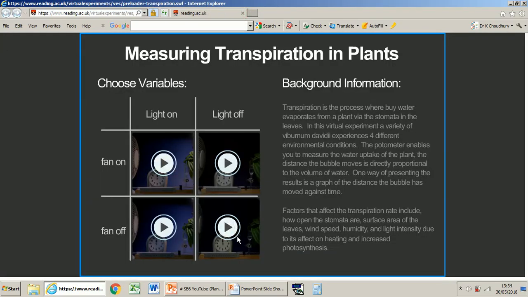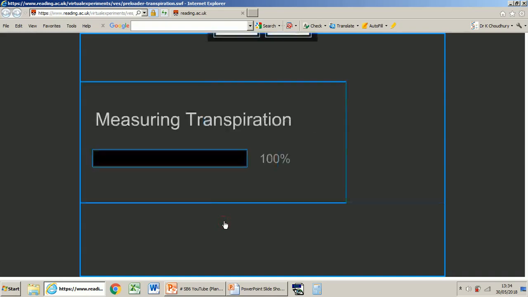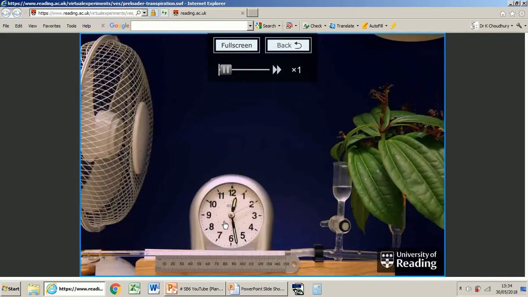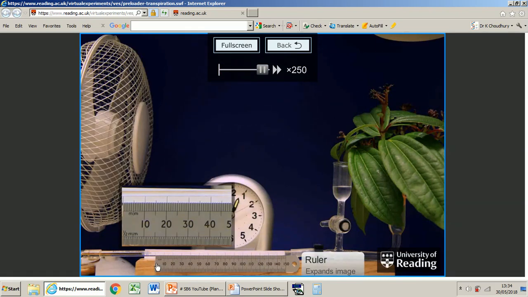And we can see that here. So if we turn the light and fan off, you can still see that there is transpiration occurring, as shown by the bubbles, but it is very slow. I've speeded up this video.